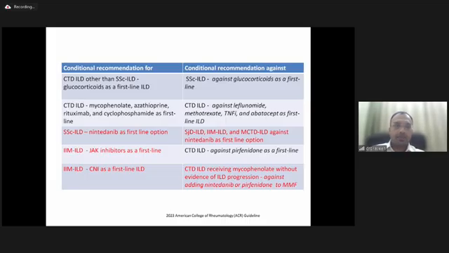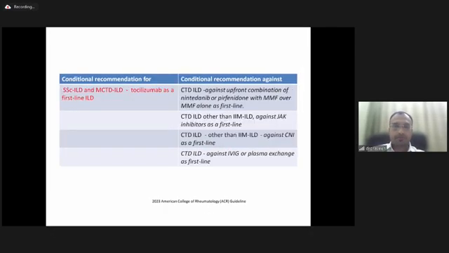There is a conditional recommendation for nintedanib in SSc-ILD, but in other ILDs there is a recommendation against nintedanib as a first-line option. And in myopathy, myositis, it is JAK inhibitors or calcineurin inhibitors. In those patients receiving mycophenolate without evidence of progression, there is no need for adding nintedanib or pirfenidone. And in systemic sclerosis ILD and MCTD ILD, tocilizumab can be used as a first-line management.